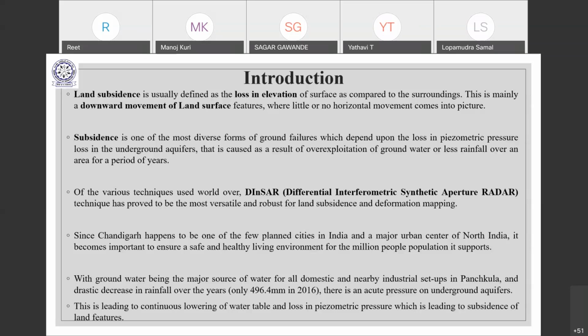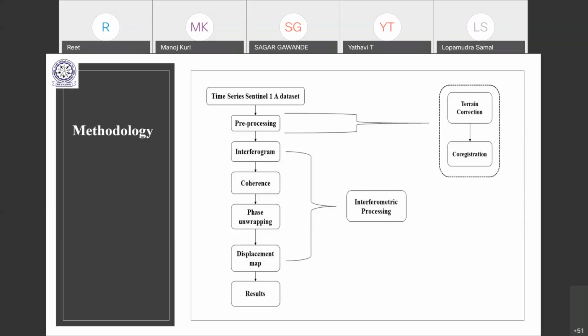of land features. One study concluded that in Punjab and in northern India, like Delhi and other places, Haryana, Ambala, these areas are seeing a decrease of 1 to 2 meters of groundwater every year. So this is creating an immense pressure on the groundwater.